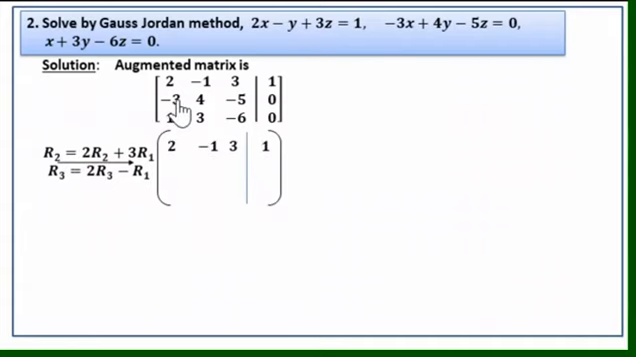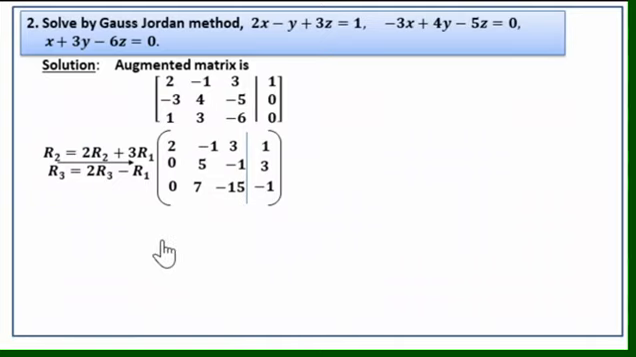Second row: 2 into -3 plus 3 into 2, 0 it is. Then we have 2 into 4 plus 3 into -1, 5. Then we have 2 into -5 plus 3 into 3, so it is -1. Then we have 2 into 0 plus 3 into 1, 3. Then for the third row apply the operation 2R3 - R1. So 2 into 1 minus 2, 0. Then we have 2 into 3 minus 1, 7. Then we have 2 into -6 minus 3, -15. 2 into 0 minus 1, -1.